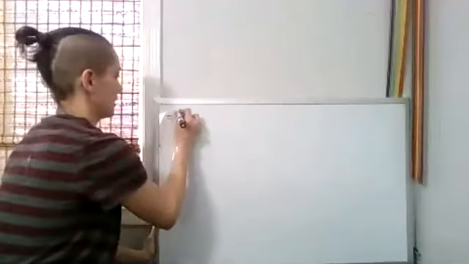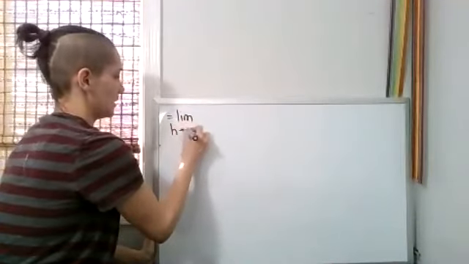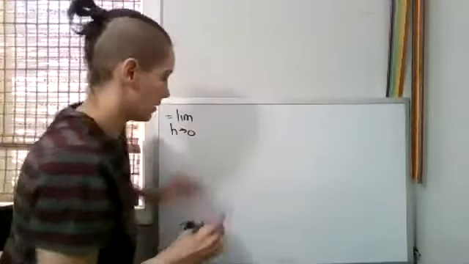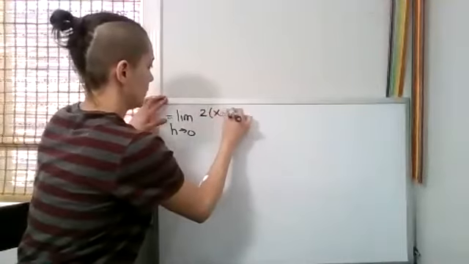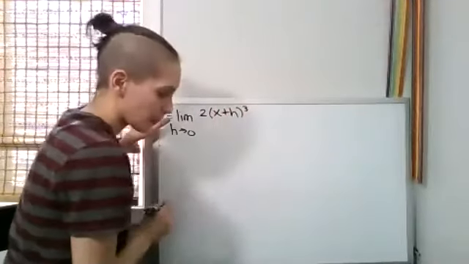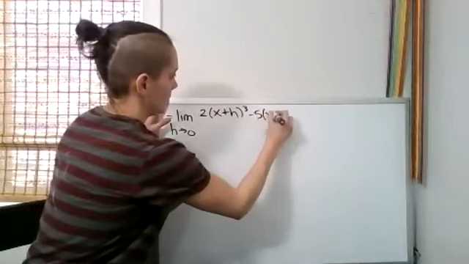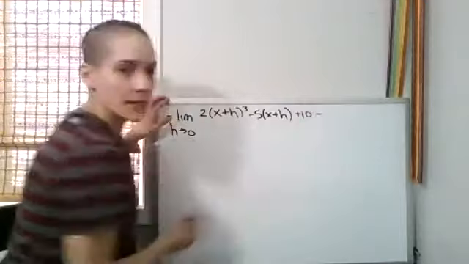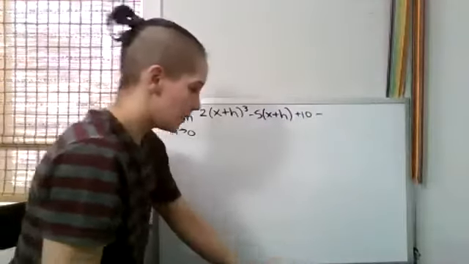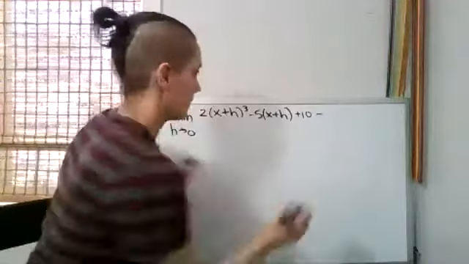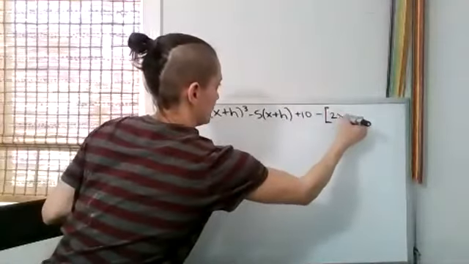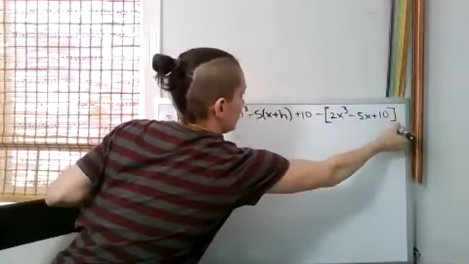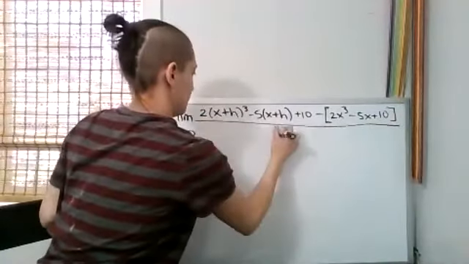Okay, the limit as h goes to 0. 2 times x plus h cubed, minus 5 times x plus h plus 10. And subtract the function how it was: 2x cubed minus 5x plus 10. Everything is over h.